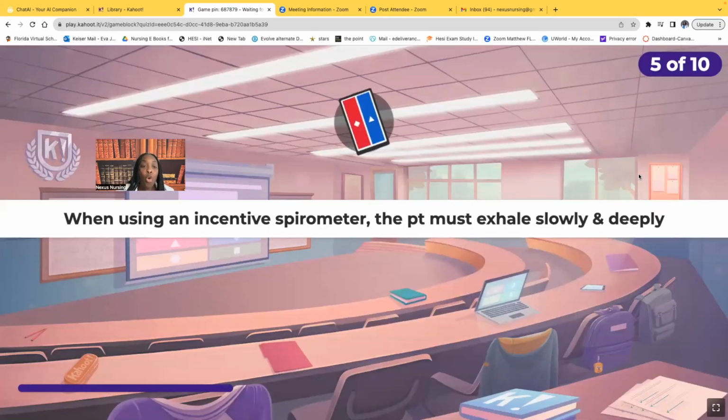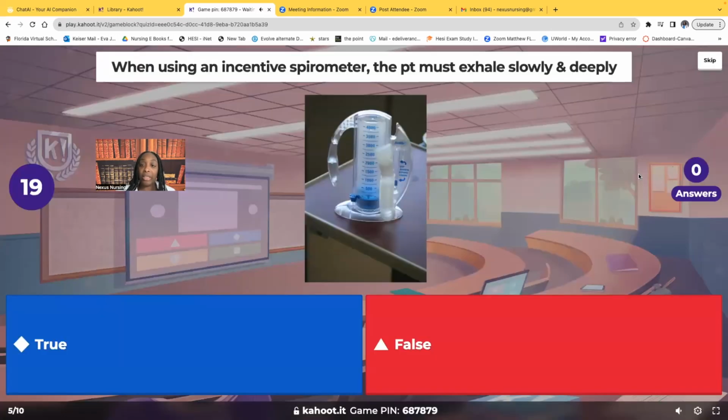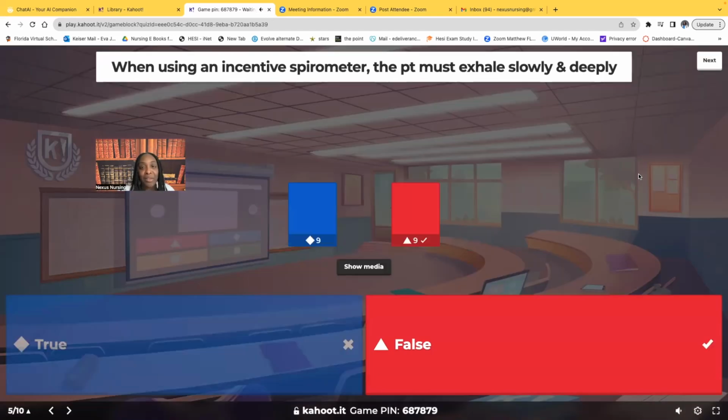True or false? When using an incentive spirometer, the patient must exhale slowly and deeply. Is this true or is this false? What do you guys think? This is false, guys.